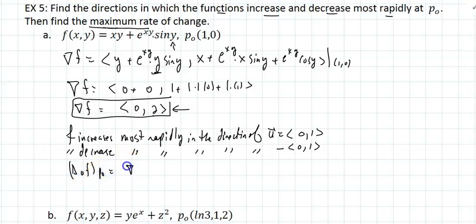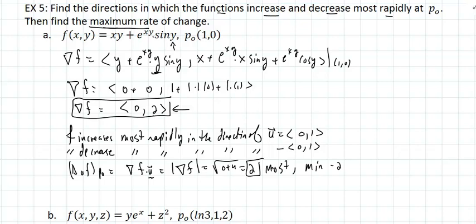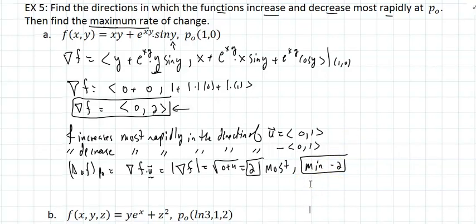And if I look for the actual maximum rate, that's the directional derivative of f evaluated at p sub 0. That's the gradient of f dotted with u again. That is the magnitude of the gradient of f, because the magnitude of u is 1. And in this case, that would be the square root of 0 plus 4, which is 2. That would be the most, and the minimum would be negative 2. That's simple. Now I could do this in higher dimensions as well. That works the same way.